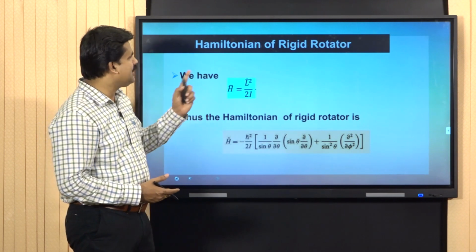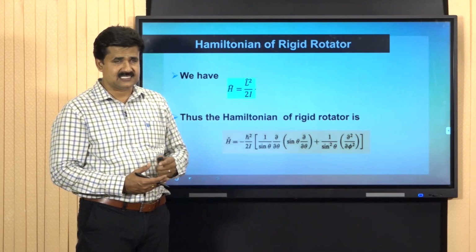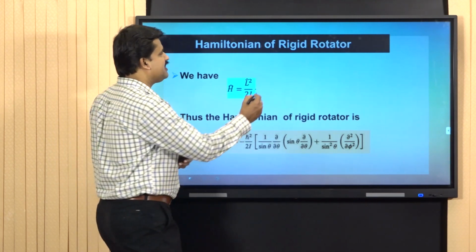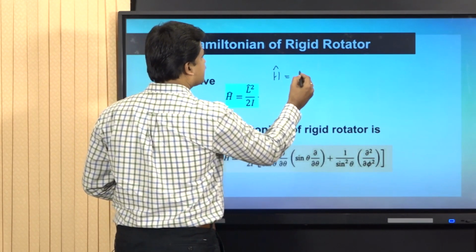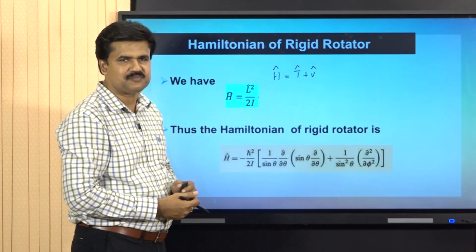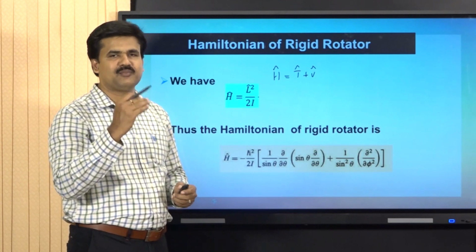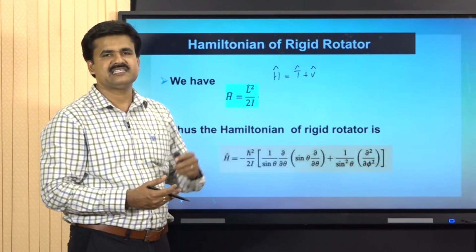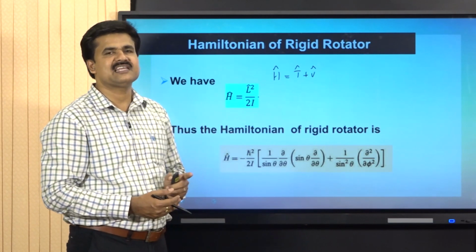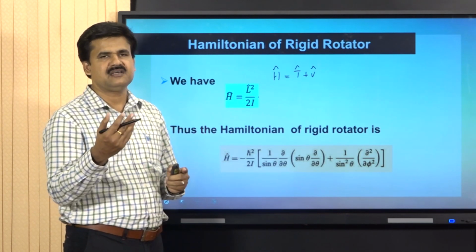Now, the Hamiltonian operator of the rigid rotator. We already learned in the first part that the Hamiltonian operator consists of only the kinetic energy term, and we have the Hamiltonian operator H hat equal to T hat plus V hat, where T hat represents the kinetic energy part and V hat represents the potential energy part. Since we are describing the rotational motion of a particle, we can take V hat equal to 0 and H hat diminishes to T hat, and T hat, the kinetic energy operator, will be equal to L square hat divided by 2I. This part we have discussed in the first section.